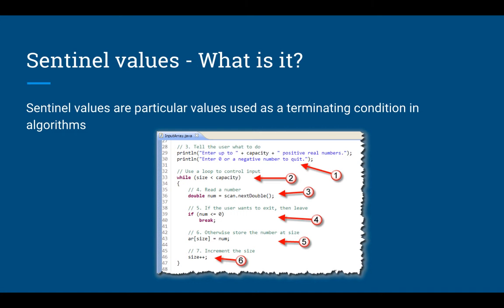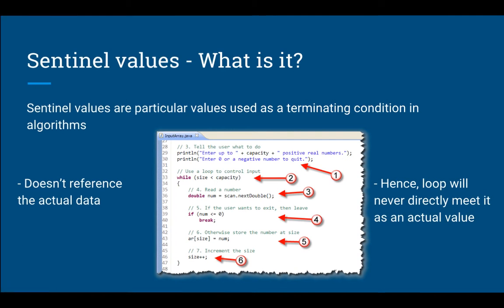They don't hold or reference actual data that's in the data structure, so computation doesn't really encounter it as a legitimate processing unit. In other words, a Sentinel value is chosen typically as a data value that the loop won't meet, and hence not encounter or interact with.